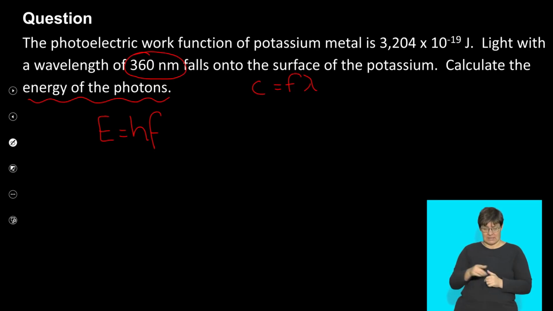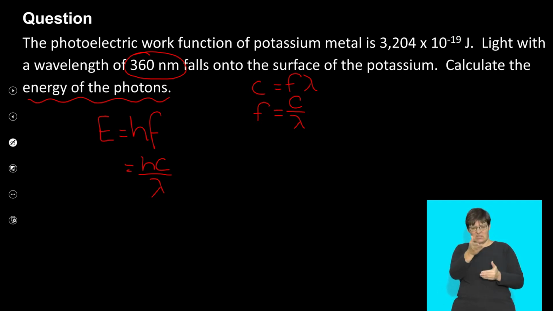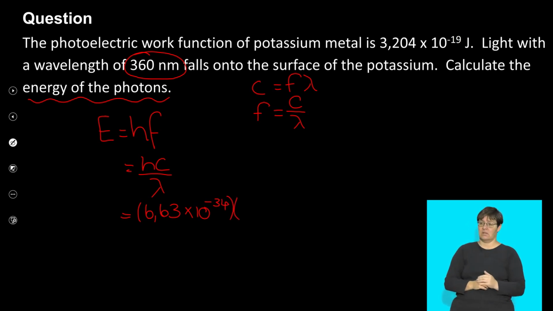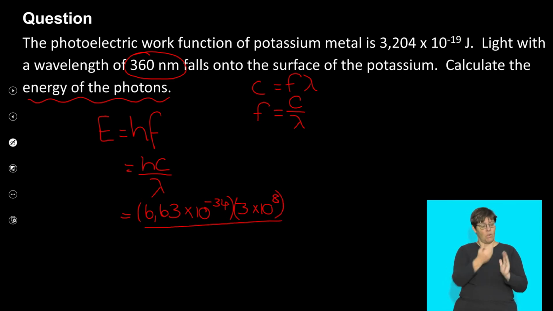So, frequency is actually the speed of light divided by the wavelength. So I can go h times c divided by lambda. The first two are given, they're constants. So this is 6,63 times 10 to the minus 34 times 3 times 10 to the 8. Information given to us on our information sheet.